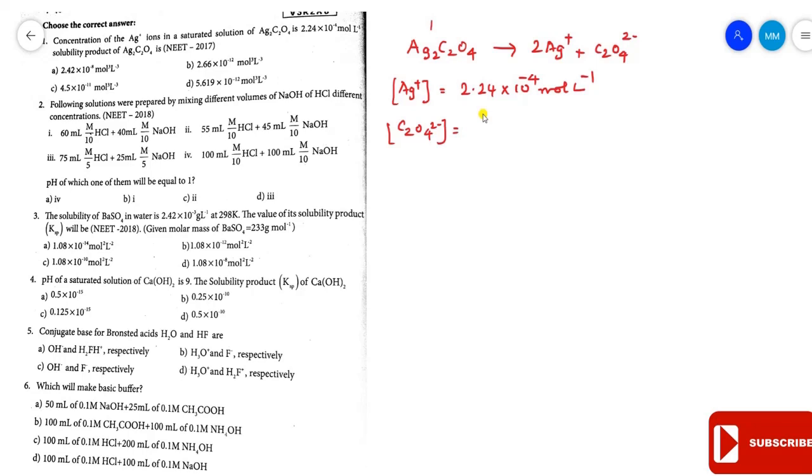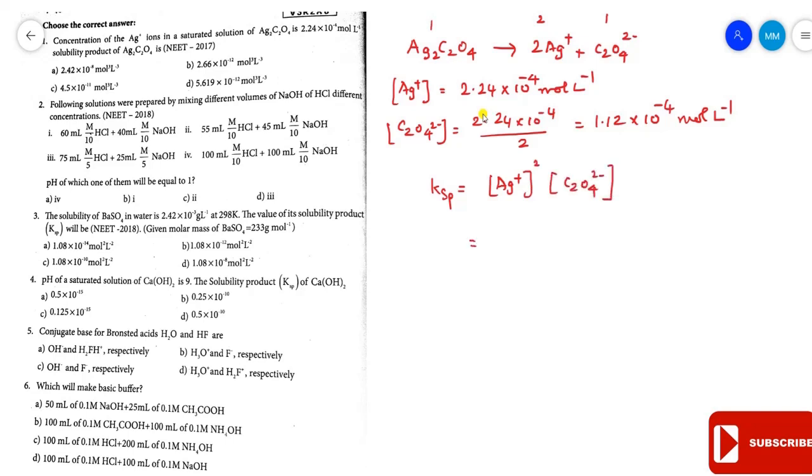1 mole silver oxalate dissociates to give 2 moles of silver plus ion and 1 mole of oxalate ion. Therefore, the concentration of oxalate ion is half the concentration of silver plus. 2.24 into 10 power minus 4 divided by 2. This is equal to 1.12 into 10 to the power of minus 4 mole liter inverse. Solubility product is equal to the concentration of Ag plus ion power 2 into concentration of oxalate ion.